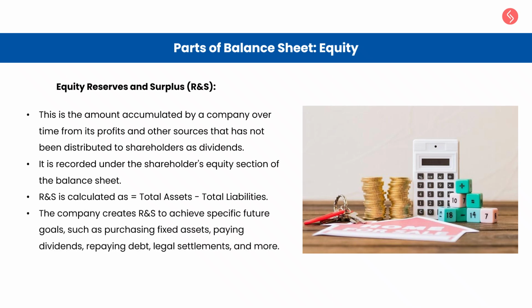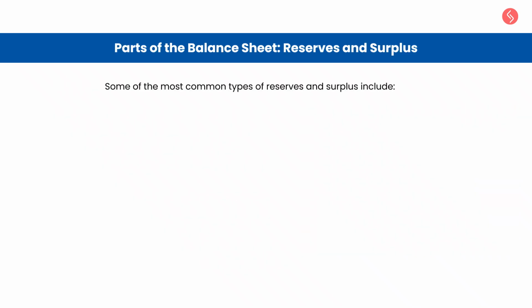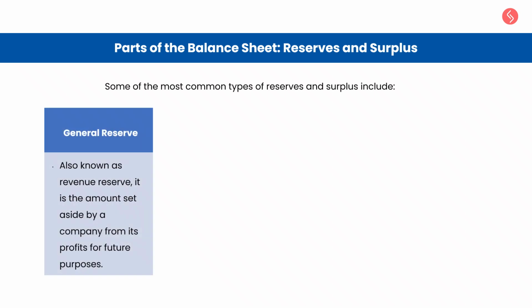The company creates R&S to achieve specific future goals, such as purchasing fixed assets, paying dividends, repaying debt, legal settlements, and more. The company can use these reserves according to their nature or purpose. Reserves and surplus. Some of the most common types of reserves and surplus include general reserve.